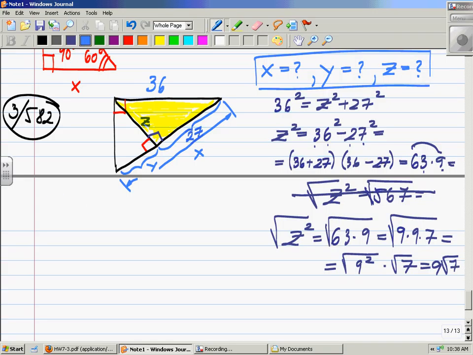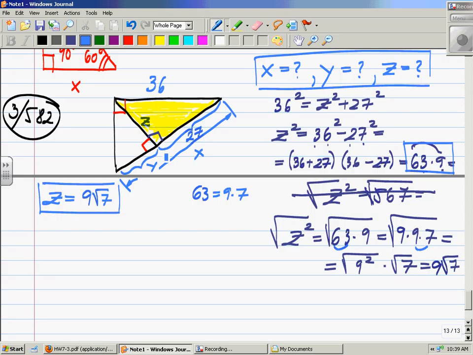Why did I say I'm not going to complete this multiplication? Because anyway, I have to find the square root of it. So I left it like that because this helps me, since I have perfect squares as factors. As you can see, I have 9 squared, because 63 is 9 times 7. You see? 63 is 9 times 7. And I just put it there. That's your 63. Okay? So your z is 9 square root 7.